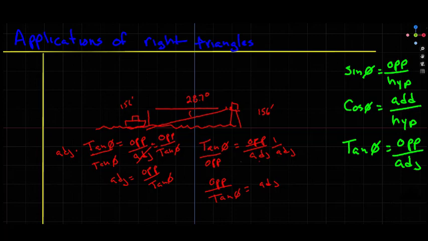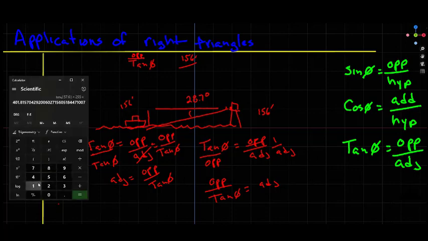All right, so now that we have our formula, let's actually apply it. Our adjacent side we're trying to find, so we will look up the tangent of theta, and we're going to need the opposite. So the opposite side is 156 feet, and the tangent of theta is 28.7 degrees. And let's go to the tangent. We get 0.547.